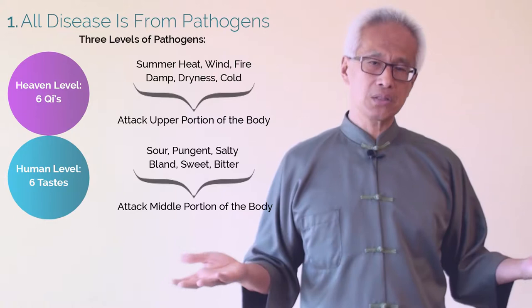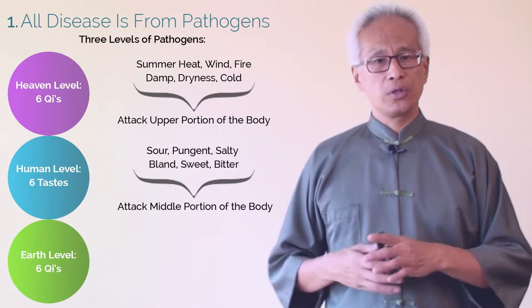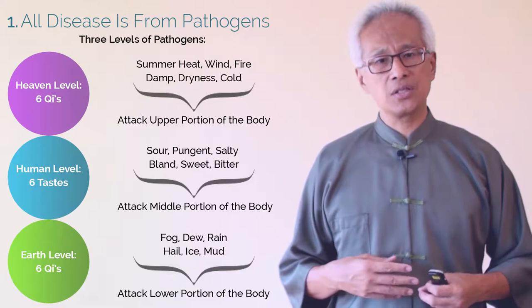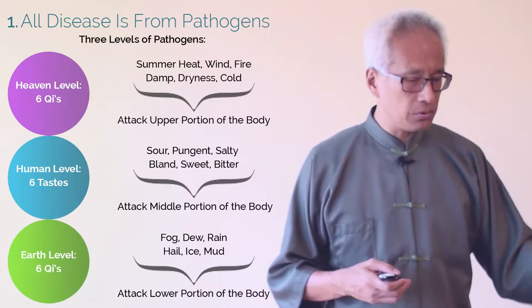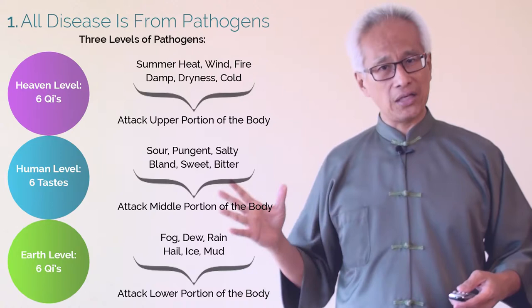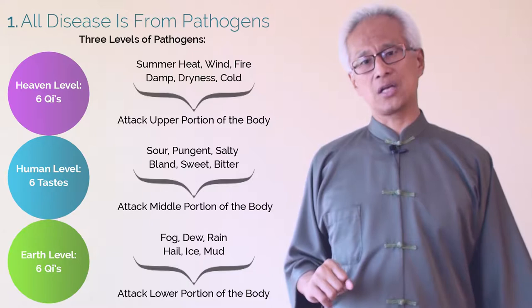The third type of pathogen is what we call the earth level of qi, the earth level of pathogens. This comes from fog, dew, rain, basically hail, ice, mud, what we call a heavier type of pathogen that can attack the lower part of our body. So a lot of that damp situation. So here I have identified these three levels of pathogen that attack our body.